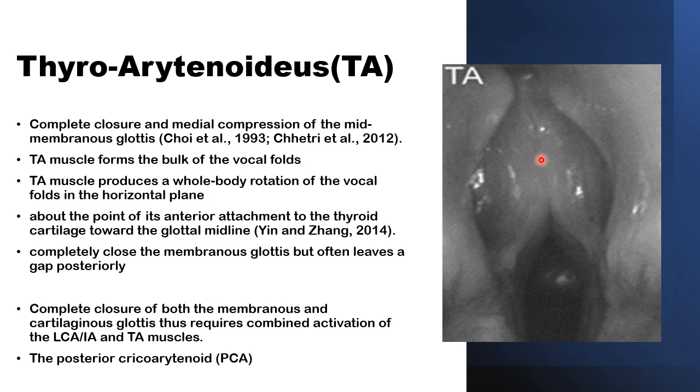To close up the glottis completely, you would need the activation not only of the Thyro-Arytenoideus, but also the lateral crico-arytenoid and the inter-arytenoid, which would close up the remaining posterior part of the glottis.